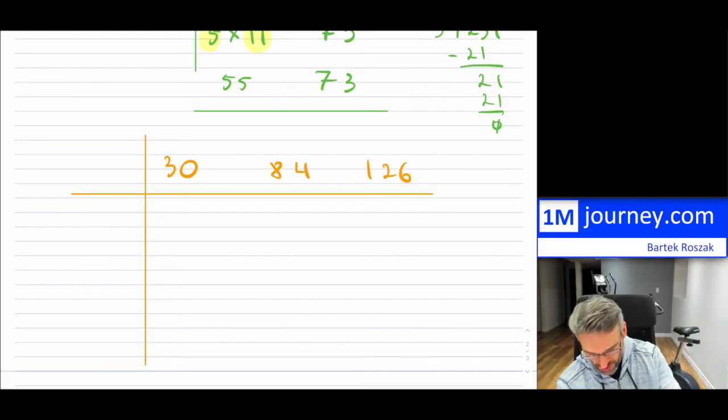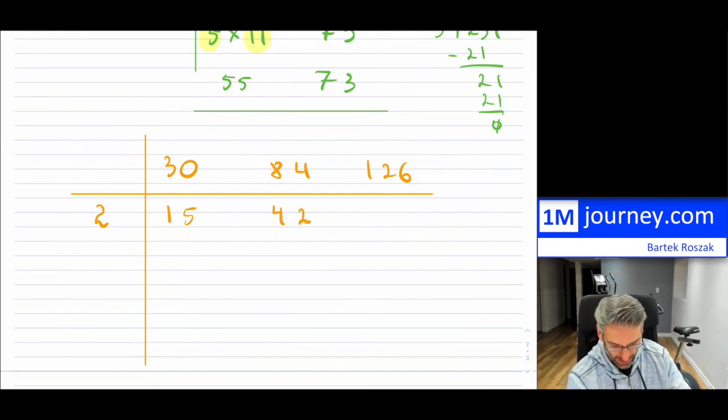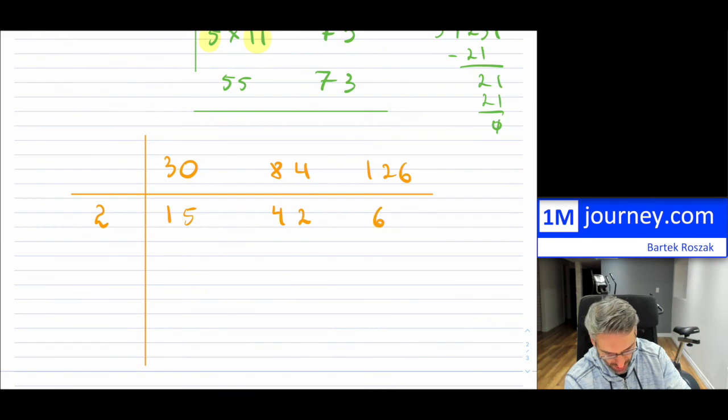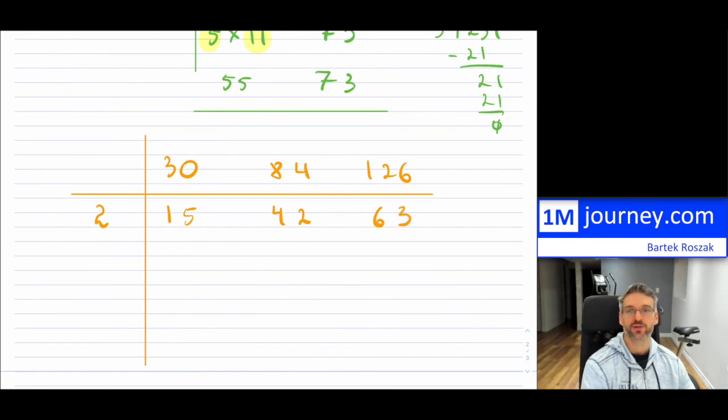All right, so starting off, I noticed that they're all even, so I'm going to try to divide these by 2. So this divided by 2 is going to be 15, this divided by 2 is going to be 42, and then this divided by 2 is going to be 63. So there you go. That's my first factor, which is going to be 2.